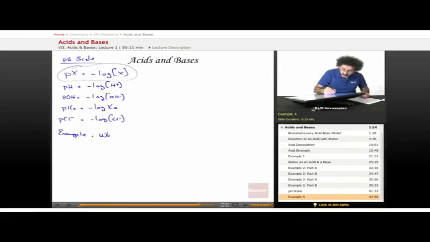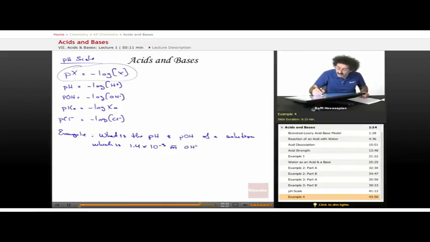What is the pH and pOH of a solution which is 1.4 times 10 to the negative 3 molar hydroxide? Okay, well, they want the pH and they want the pOH.